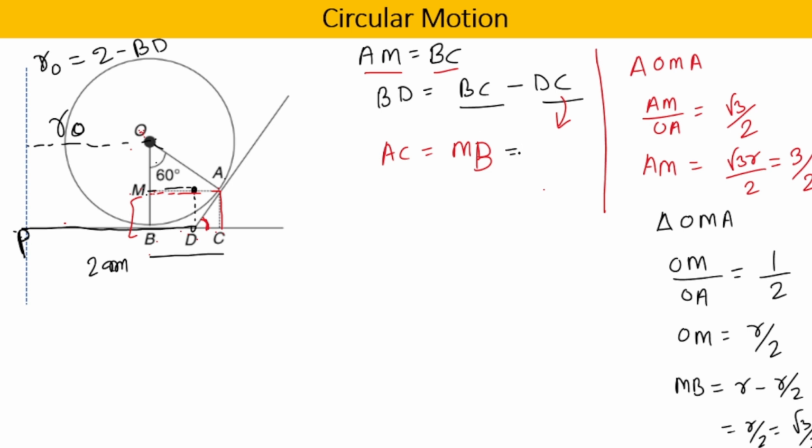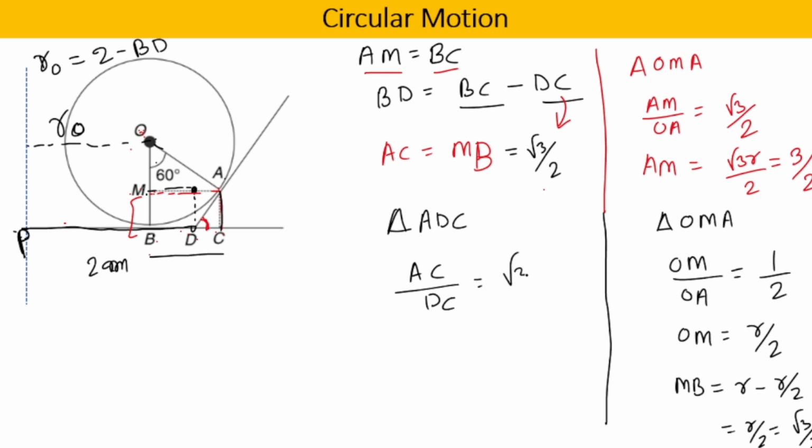So MB हमें मिल गया कितना? root 3 by 2. ठीक है, and what is this MB? MB AC के बराबर होगा, right? So AC हमें मिल गया। अब एक काम करो आप, अब कौन से triangle में चले जाओ? Triangle ADC, ठीक है? AC divided by DC आप क्या लिखने वाले हो? tan 60, that is root 3.